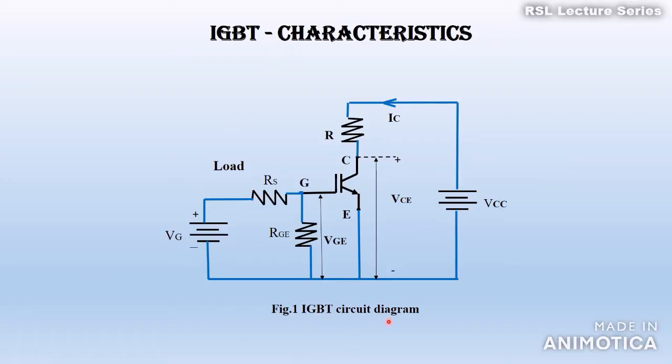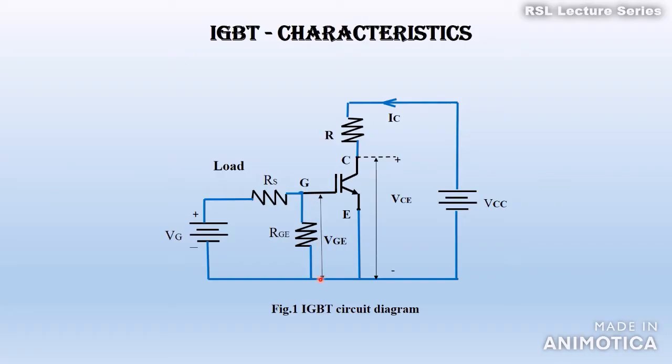So this is a circuit diagram used for obtaining the characteristics. This is the symbol for the IGBT. An IGBT basically has three terminals: collector terminal, emitter terminal and gate terminal. Here a voltage source VCC is connected between the collector and emitter terminals, with the collector terminal as positive. The voltage across the collector and emitter terminals is VCE. Now a gate voltage is applied across the gate and emitter terminals, with the gate made positive with respect to the emitter, and VGE is the voltage across the gate and emitter terminals.